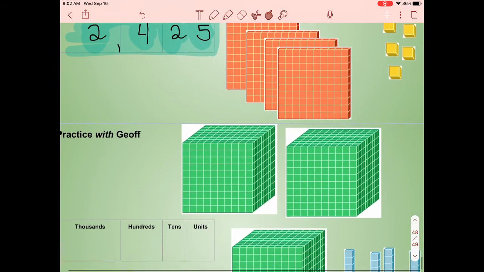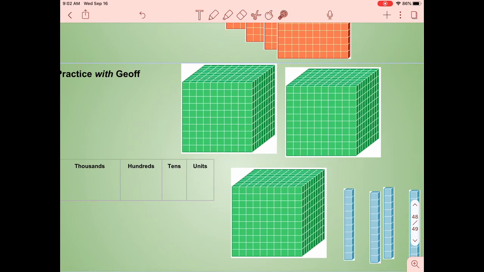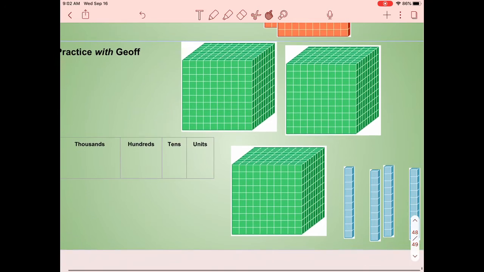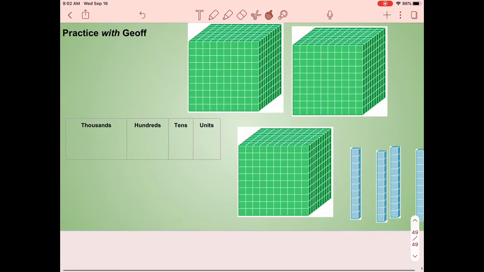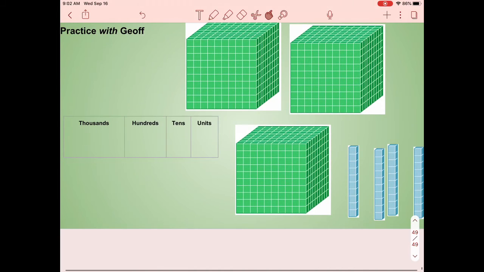All right. Next up, okay, I see our next problem here. So go ahead and try to solve this in your notebook on your own, and then follow along with me. Go ahead and pause if you need to.